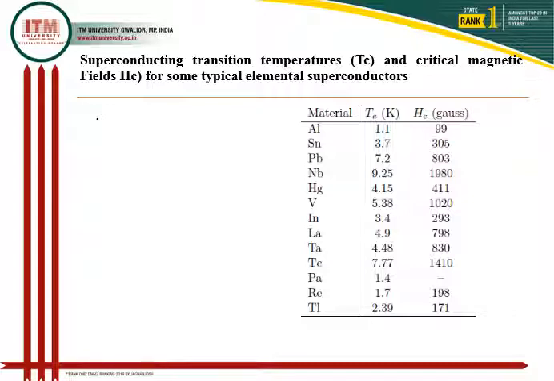So the highest temperature is niobium, 9.25. That is the reason a lot of work has been done on this. But even then, with some compounds, they fail to reach a higher temperature. They only move from this 9 Kelvin to 20-25 Kelvin.